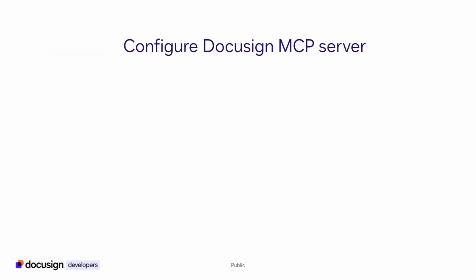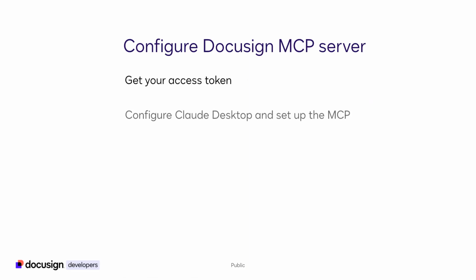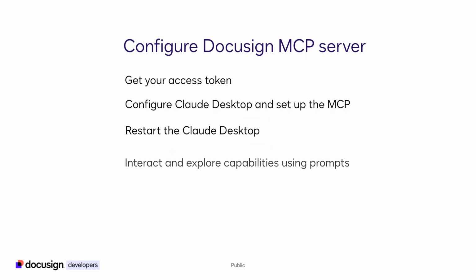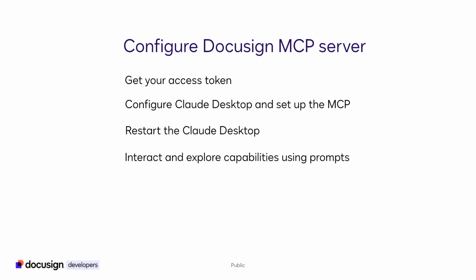Here's a quick roadmap of the 4 steps we'll take together. First, get your Docusign Access Token, your secure key to connect with the MCP server. Next, we will set up Claude Desktop, then configure the MCP server with your access token. Third, we will restart Claude Desktop, ensuring the MCP configuration is updated and connected to the MCP server. Finally, the exciting part. We will dive into Claude, using simple prompts to explore Docusign MCP's capabilities.